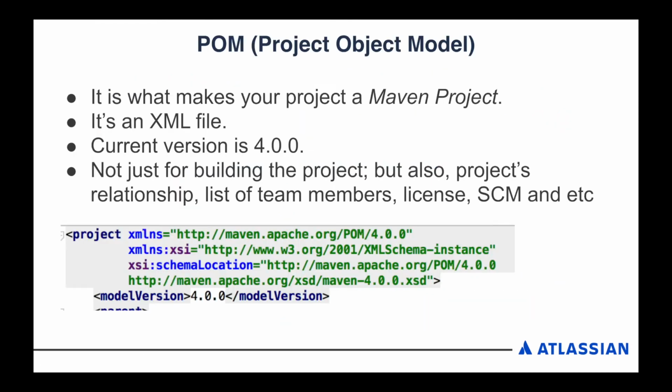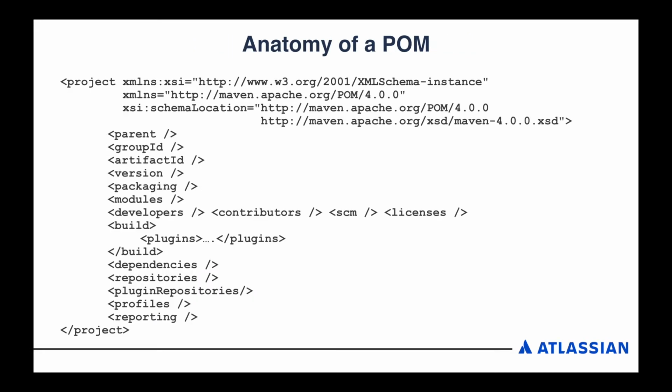The POM, the project object model file, is an XML file, and this is what makes your project a Maven project actually. It contains the definitions for the dependencies and the plugins attached to the build, and it also contains things like the project relationships, the list of team members, the licenses that the project contains, and the details of the source control management. So this is the brief overview of the POM. This is not the complete tag list. In order to access the complete tag list, you can download the XSD file through the schema location given in the slides. The parent tag defines the parent-child relationship between projects.